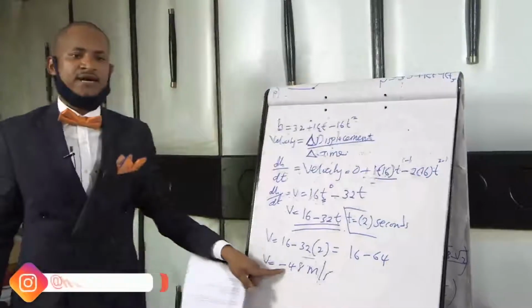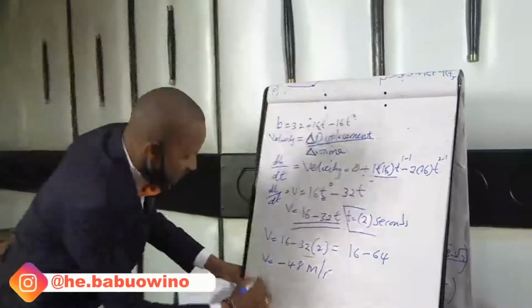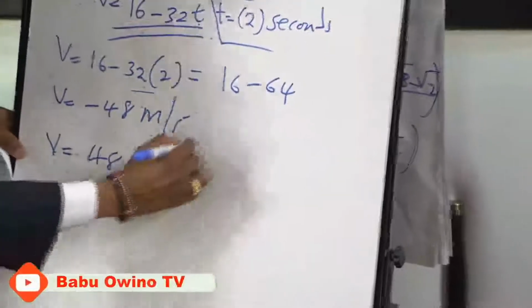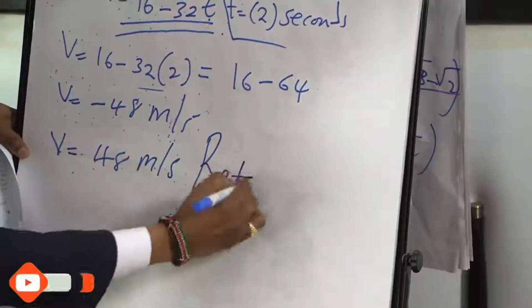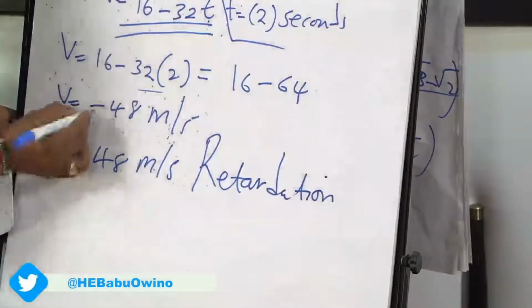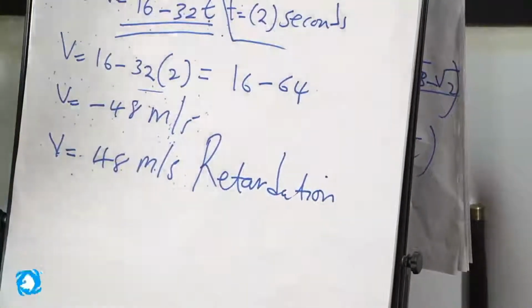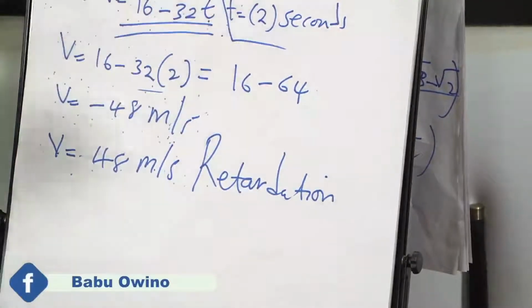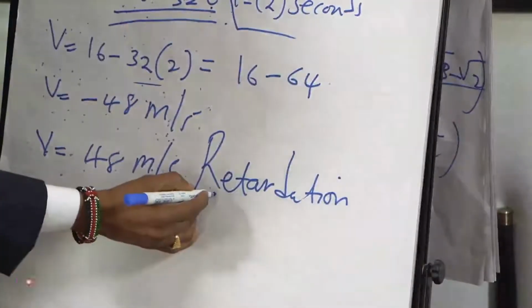But because it is negative, you write your answer as velocity equals 48 meters per second, retardation. It was retardation, to take care of the negative, because he was slowing as he was going down. The velocity wasn't increasing. So it's retardation.